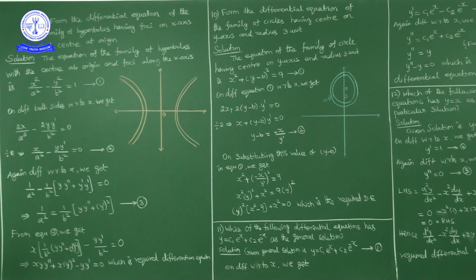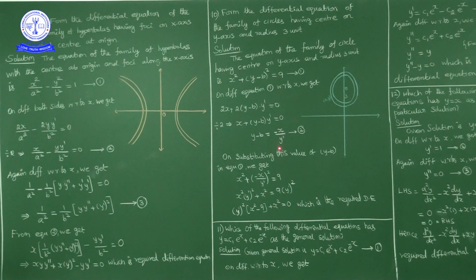Now differentiate with respect to x. So x² derivative 2x plus (y − b)² derivative, 2 into (y − b), y derivative y', b derivative 0, is equal to 9 derivative, constant derivative 0. So we have 2x + 2(y − b)y' = 0. Taking 2 common, x + (y − b)y' = 0. We have to eliminate b here. For this, y − b can be written as −x/y'.